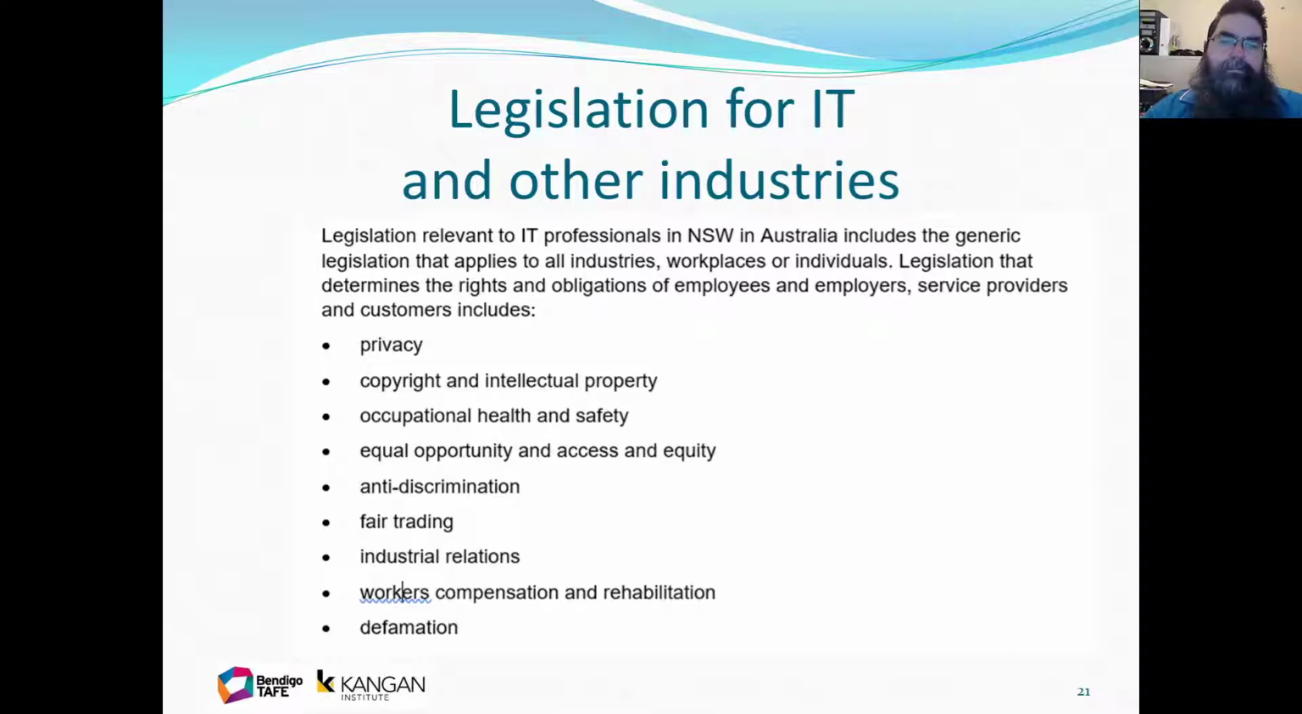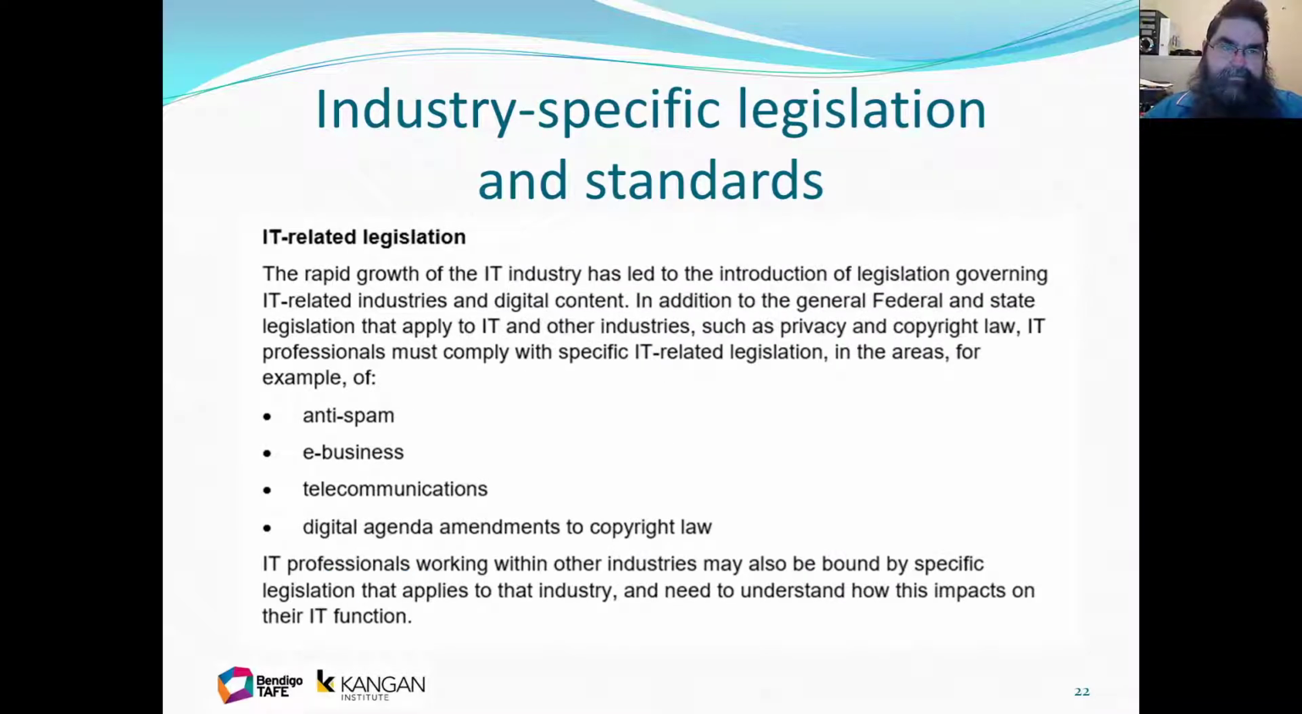Okay, so what does it apply to IT? Well, everything in copyright, intellectual property, discrimination, fair trading, all of that applies to us, as well as every other industry. So all the standard privacy laws, anti-discrimination, fair trading, all of this applies to IT as well as other industries. But we have specific laws and standards that apply to us with regard to the electronic side of communications, which is anti-spam, e-business, telecommunications, and digital agenda amendments of the copyright law that specifically apply to our industry.